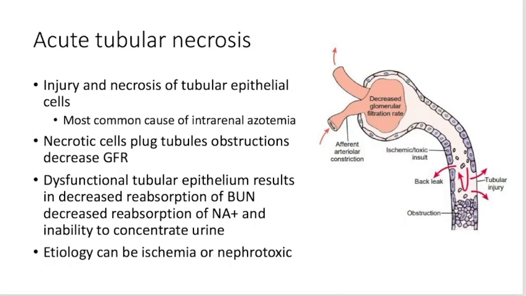When we're talking intrarenal, this would be acute tubular necrosis, which is injury and necrosis of the tubular epithelial cells. What's going to happen is that there is some kind of ischemic or toxic insult, and then these cells are necrotic and they plug and create an obstruction, and that is going to result in decreased reabsorption of blood urea nitrogen, decreased reabsorption of sodium, and inability to concentrate urine. Tubular necrosis is the most common intrarenal AKI.